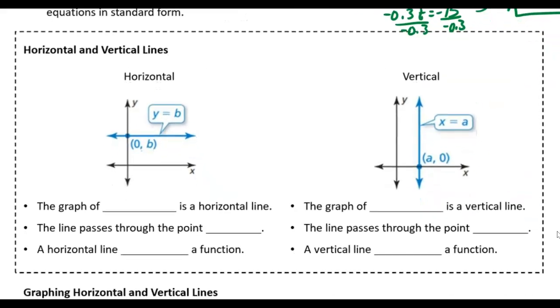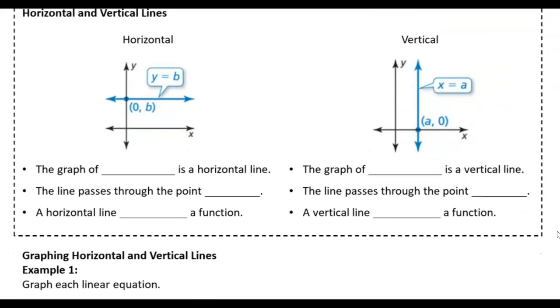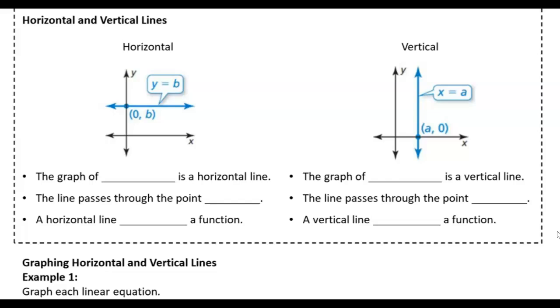Okay, let's look at what we're doing today. Today we're talking about horizontal and vertical lines. Horizontal lines lay flat, okay? They run horizontally left to right. So the graph of y equals b is a horizontal line. B is just some number. It goes through the point (0, b), and it is a function because it passes the vertical line test.